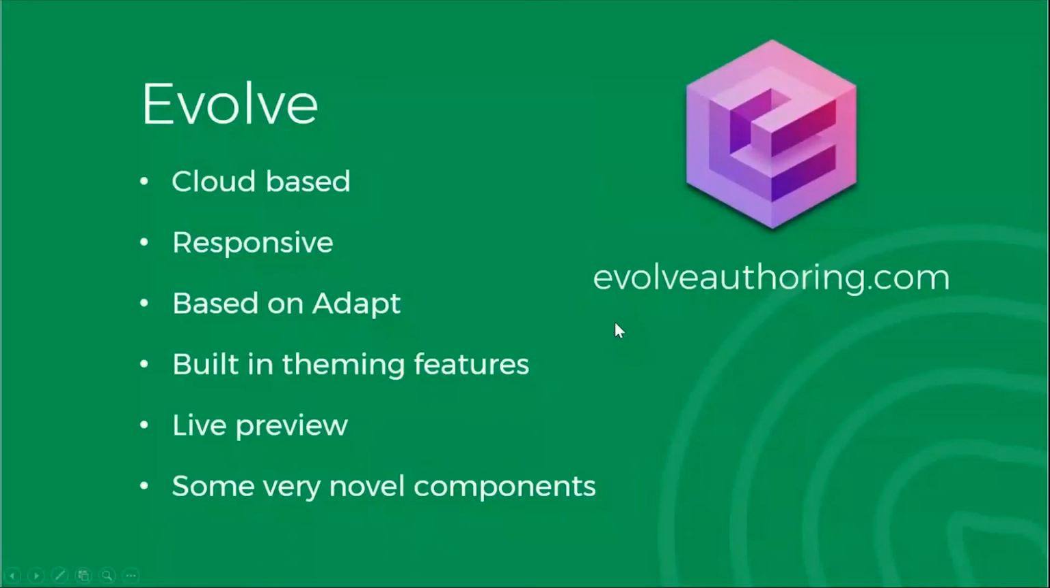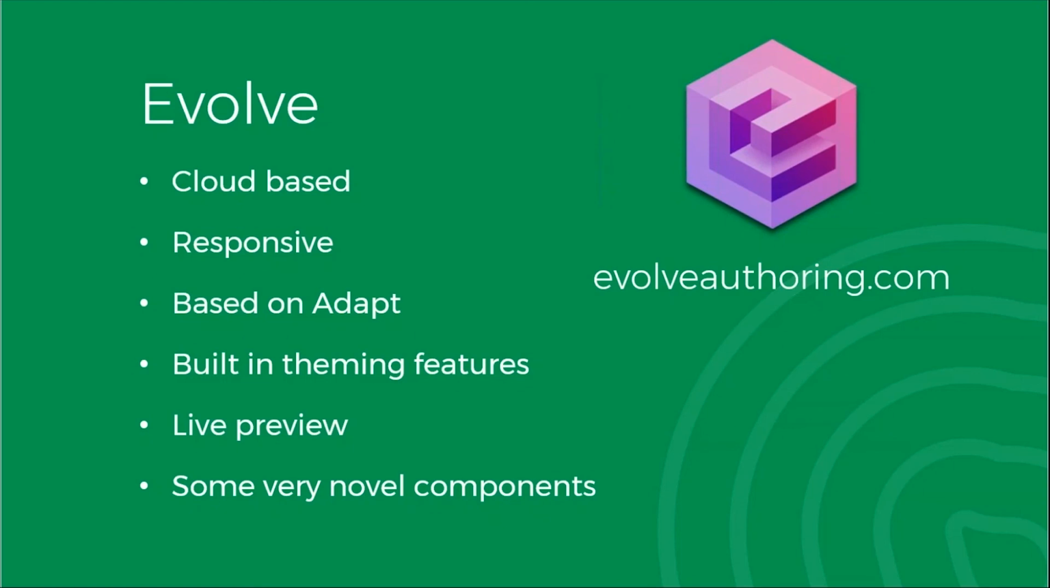So on to the third tool, Evolve. This is a tool by a company called Appetier. It's cloud-based, it's responsive like the other two. It's based on the Adapt open source authoring framework. But these guys have taken that and added some new features of their own and some pretty clever stuff in there. They've added some theming features.